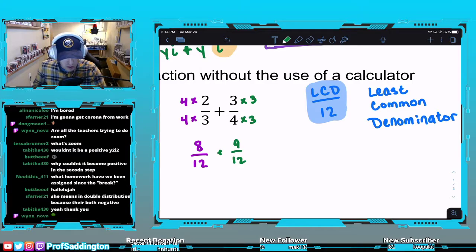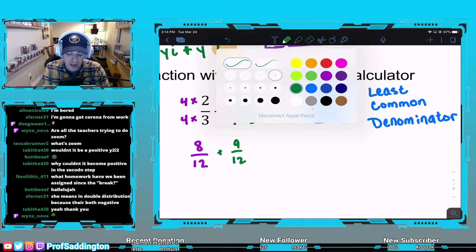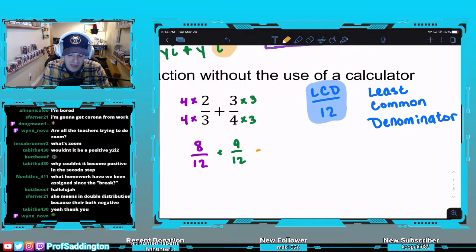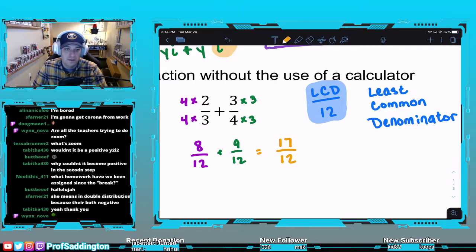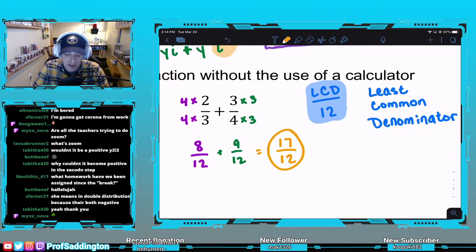And now, because we have a common denominator, we're allowed to add them together. We just have to remember when we add fractions together, we add the tops and we leave the bottom the same. If that can be reduced, you reduce it. But in this case, since it's 17 over 12, that's impossible to be reduced. So we are done. That's our solution.